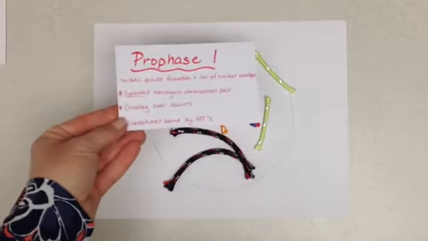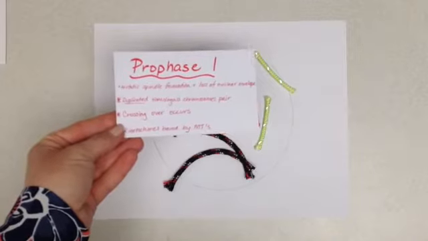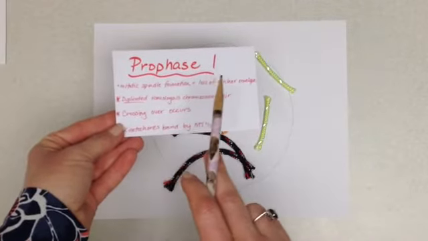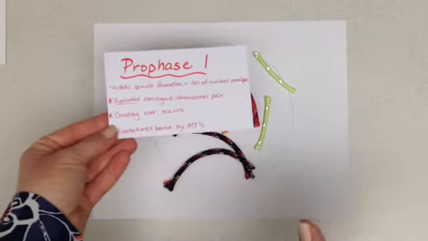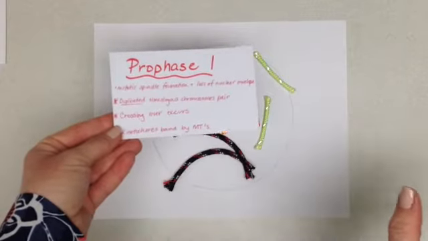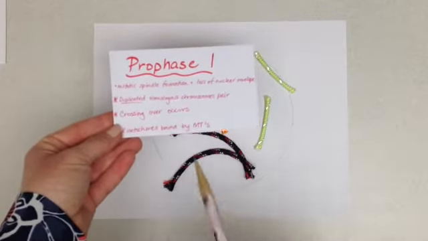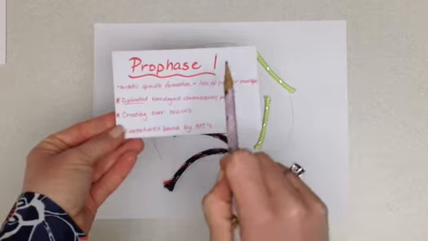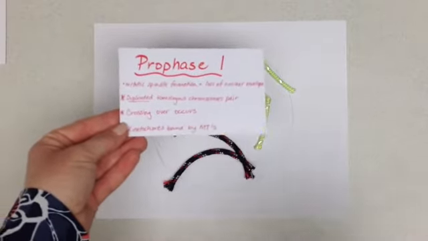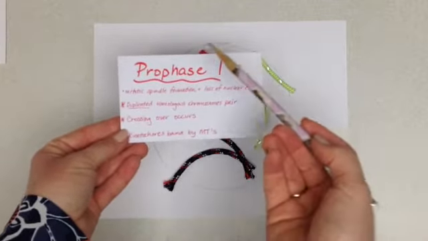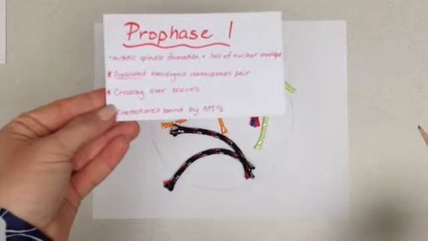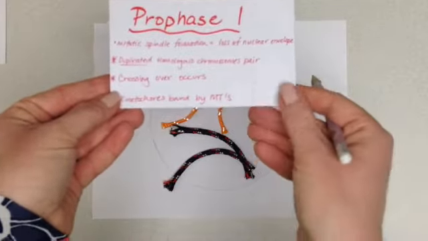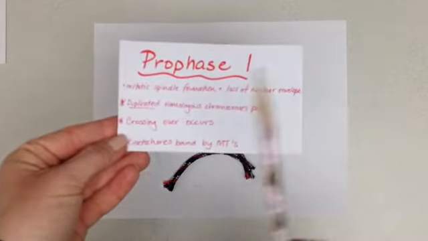The first step of meiosis is to go through prophase 1. So if you recall, there are 2 major divisions to meiosis. Everything that happens in the first division gets the 1 at the end of it, and then when we get into the second division, there'll be a 2. So right now we're going into prophase 1. And here is what happens in prophase 1.